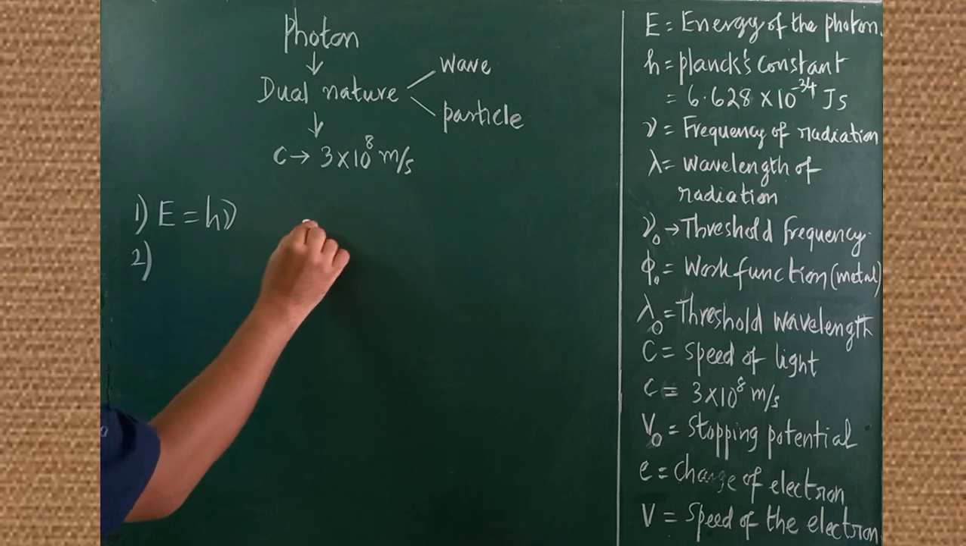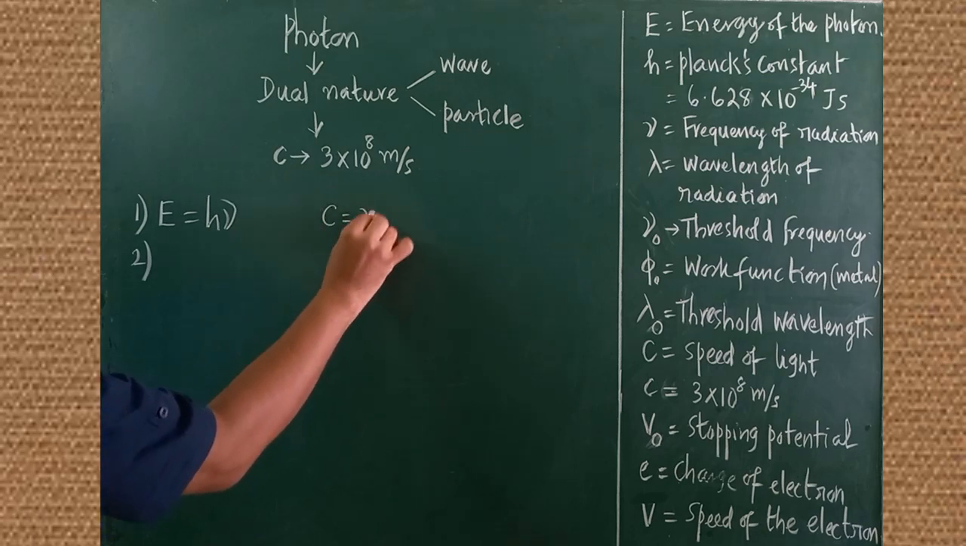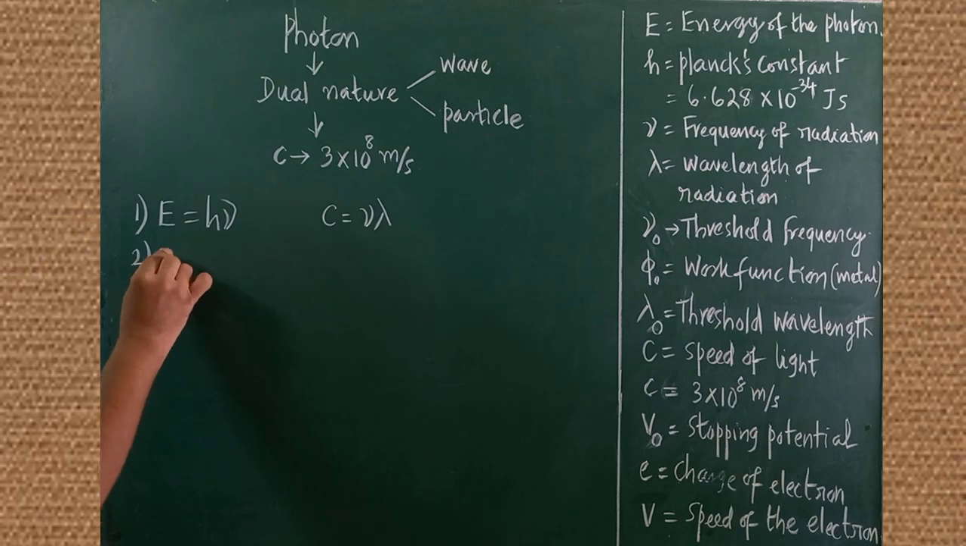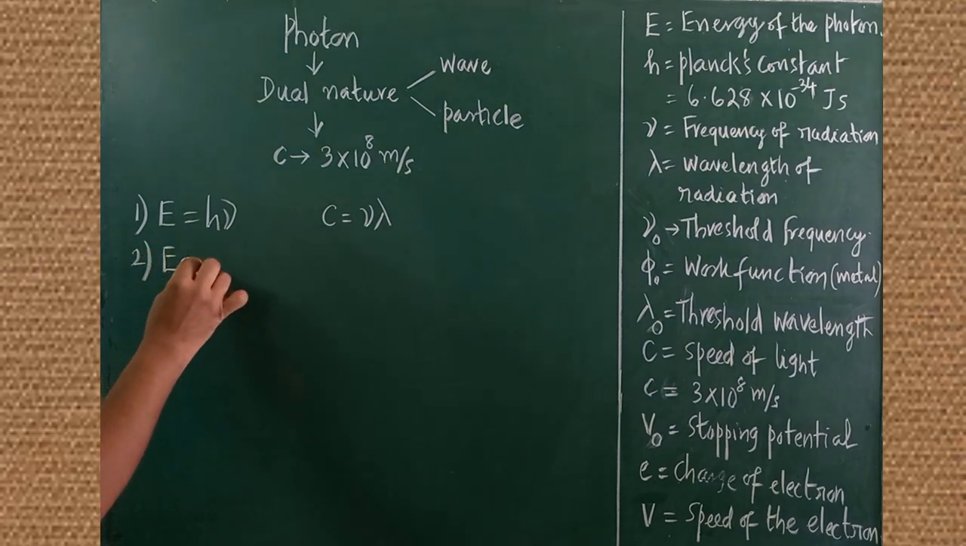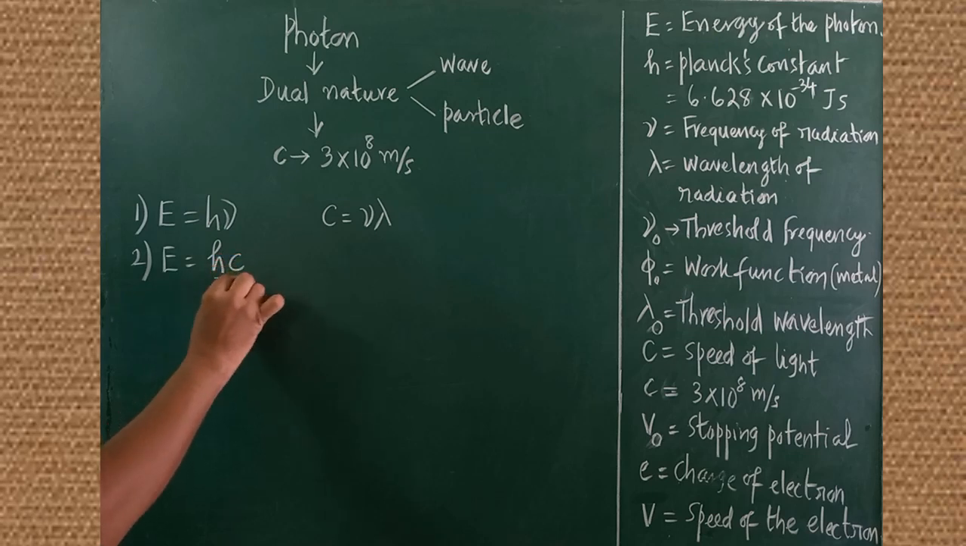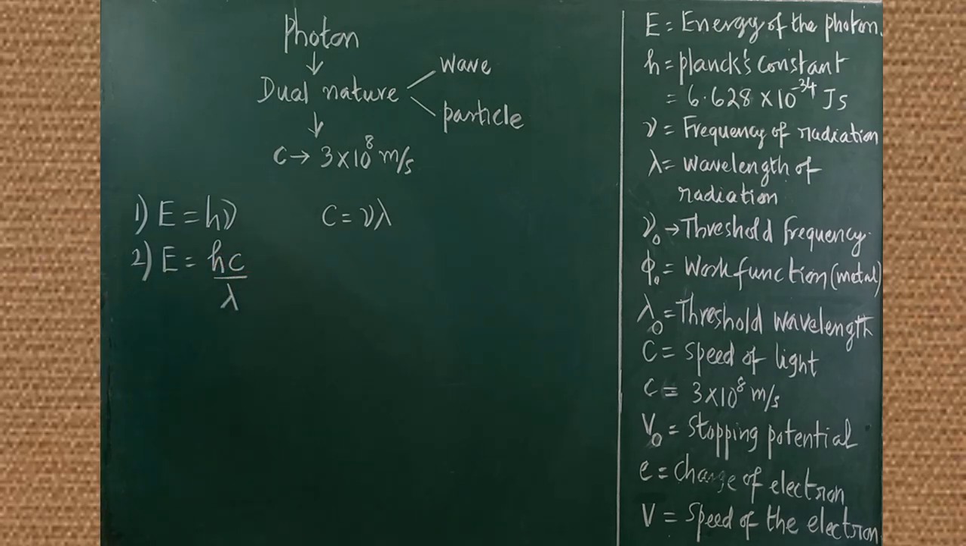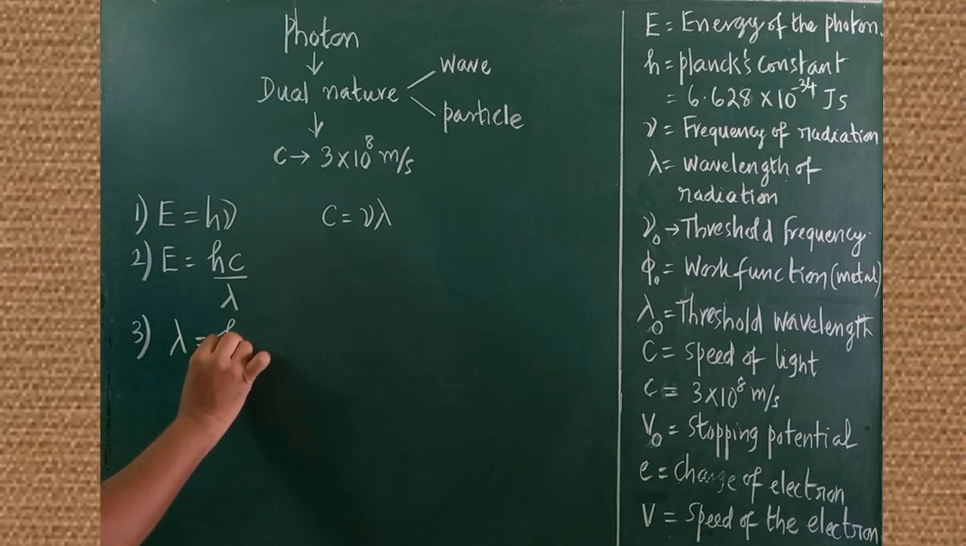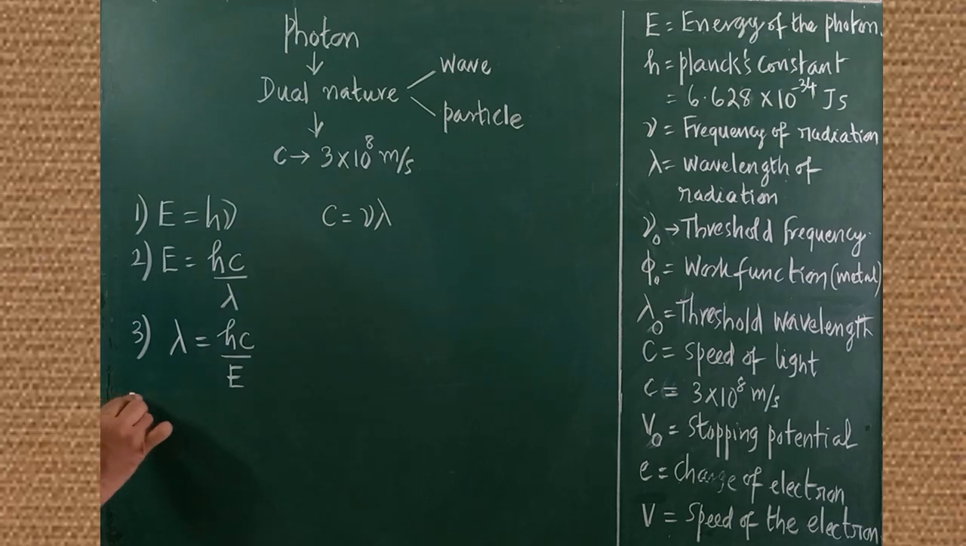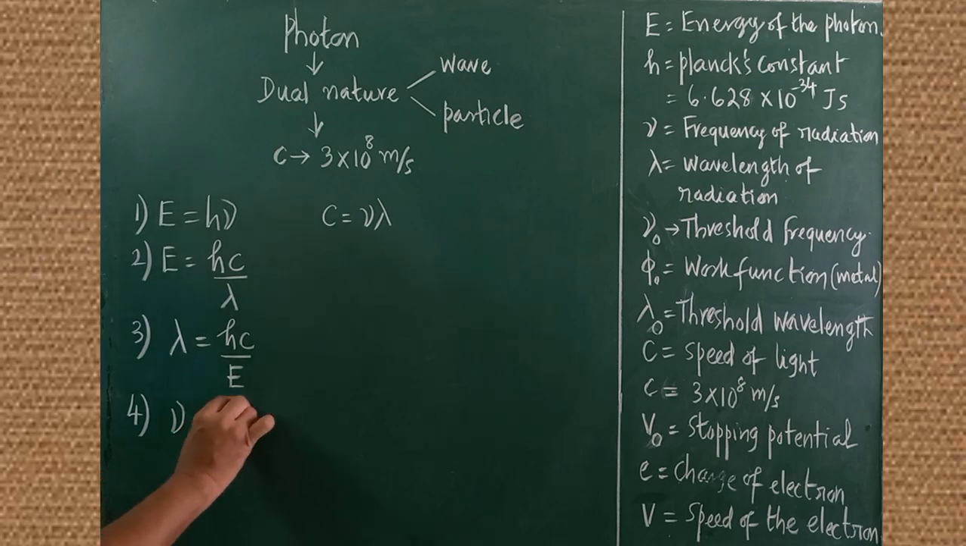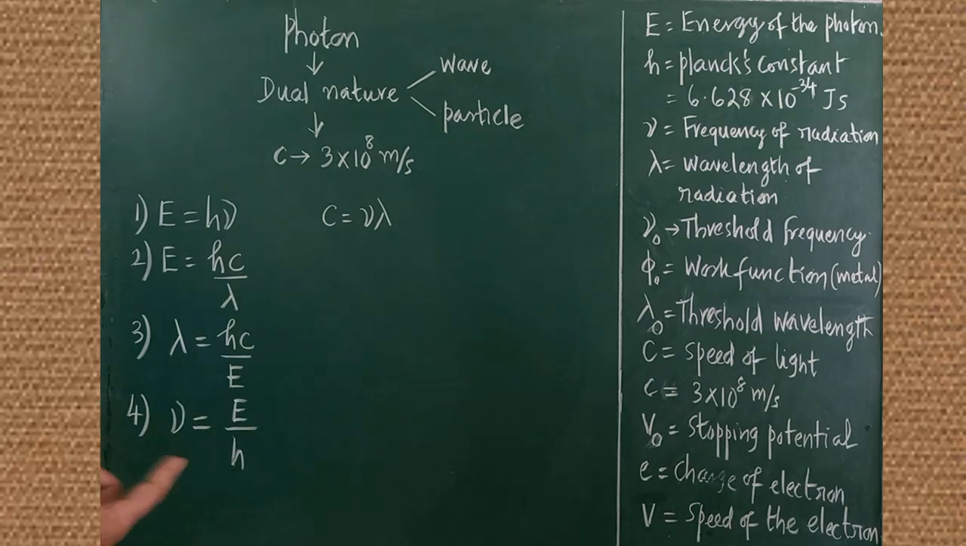The next one is, we know very well that c is equal to nu lambda. Substitute here, you will get another formula to calculate energy with the help of wavelength, that is hc by lambda. Are you clear? E is equal to hc by lambda. And then the third formula, from this we are able to calculate the wavelength of the photon. Wavelength is equal to hc divided by E. And nu, the frequency of the photon, can be calculated by E by h. So from a single formula, we are able to obtain different formulas.